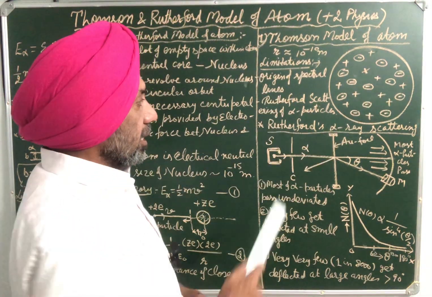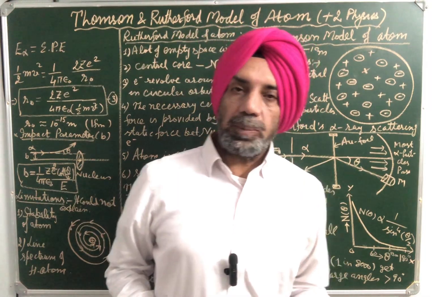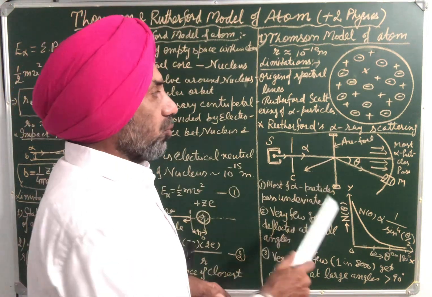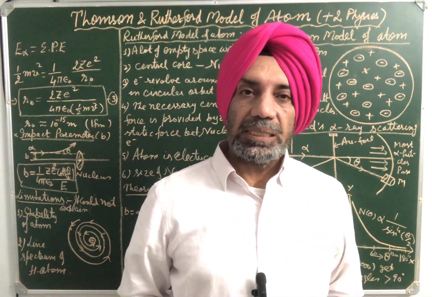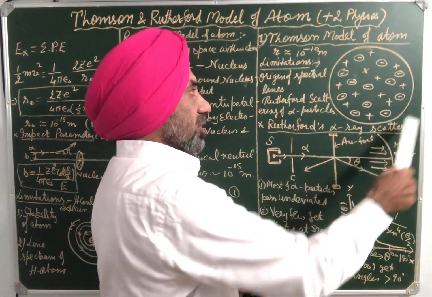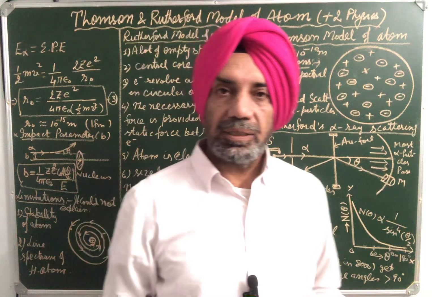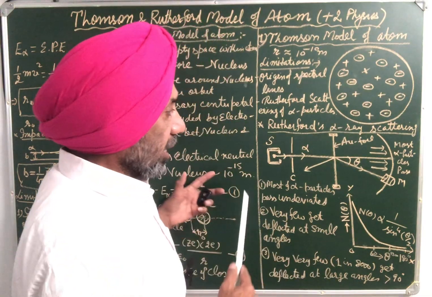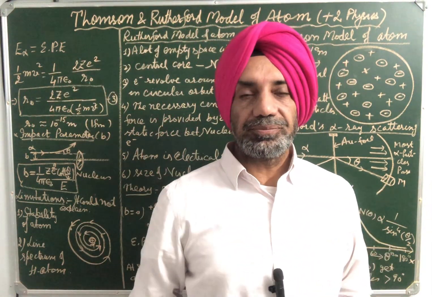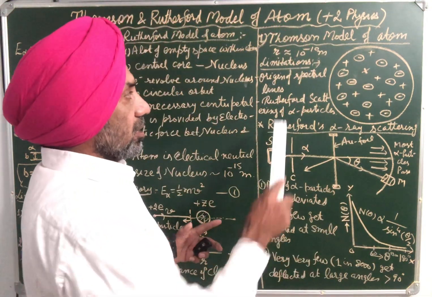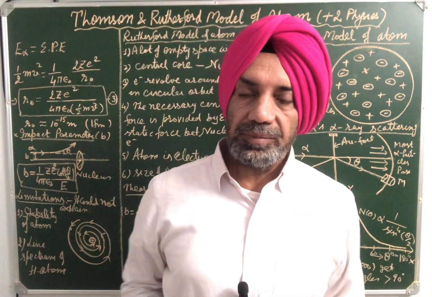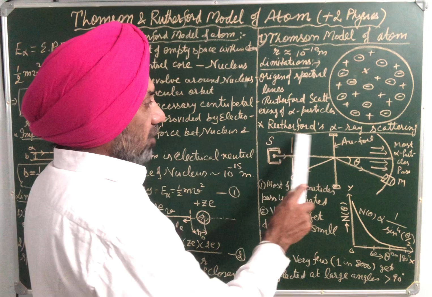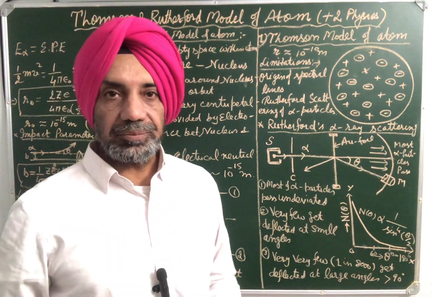Second, it could not explain Rutherford's scattering of alpha particles from a thin gold foil. If it is a positively charged sphere, how do alpha particles get deflected, and how do alpha particles pass through the gold foil? So these were two limitations of Thomson model of atom. That's why Rutherford then performed an experiment known as Rutherford's alpha ray scattering.